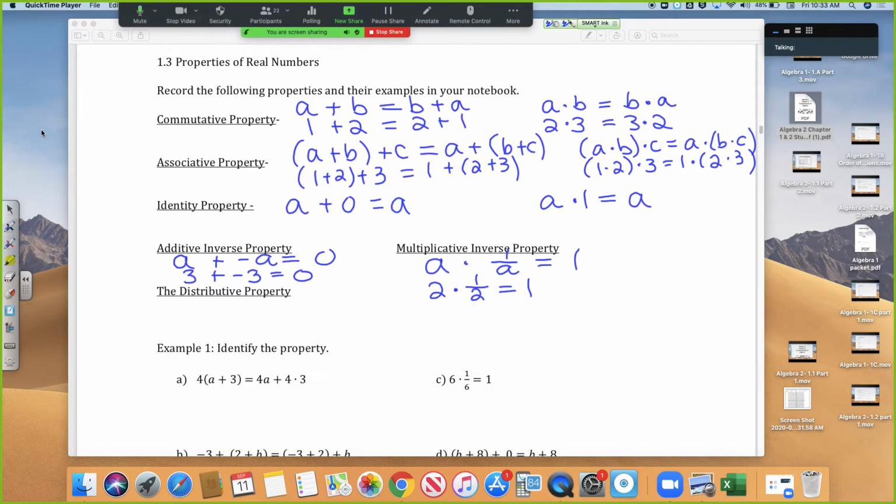Okay, so the rest of the page is asking us to look at these properties and identify which one they are. Wait, did I skip one? Oh, wait, sorry. The distributive property. So the distributive property is the last property before we do examples. And the distributive property is the first property that requires you to actually do some math. So the distributive property is going to be asking you to simplify something.